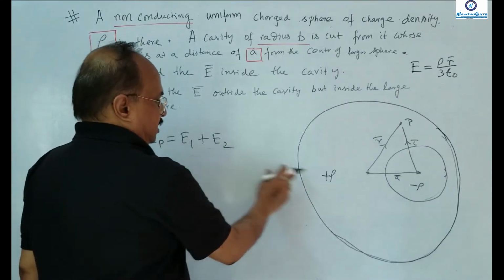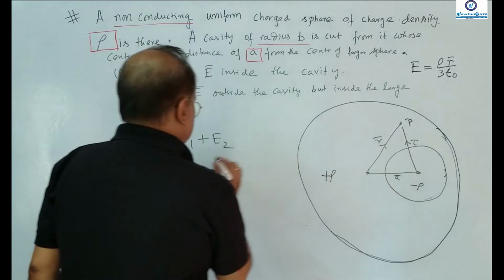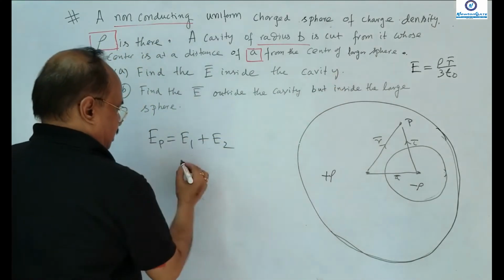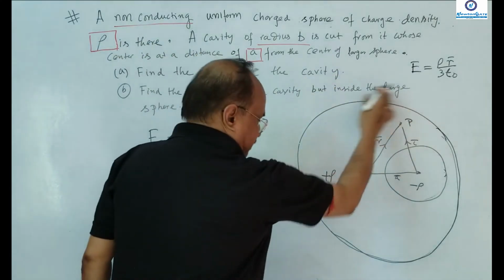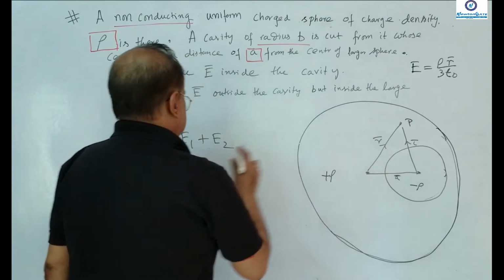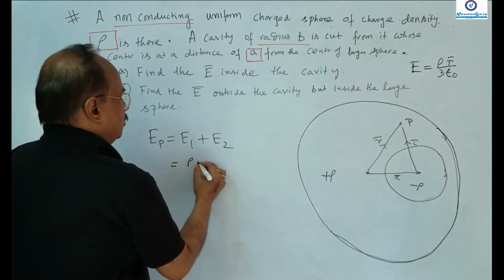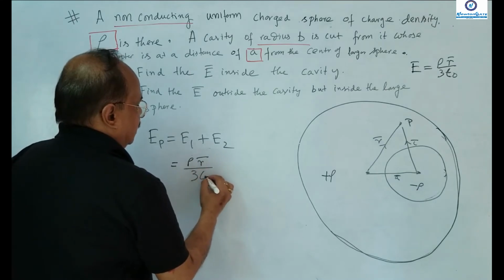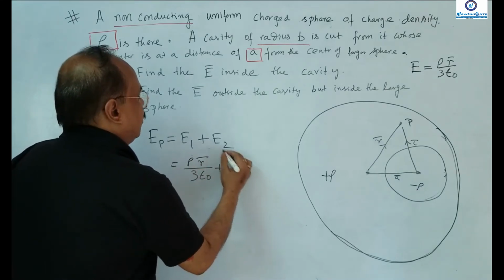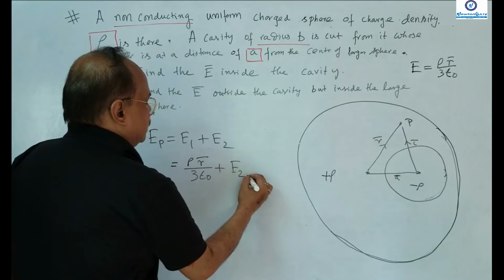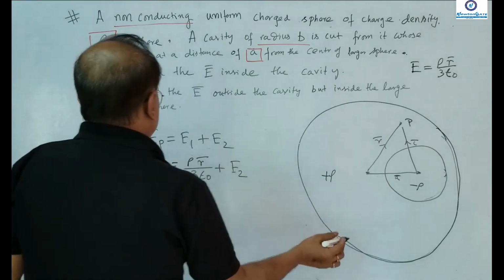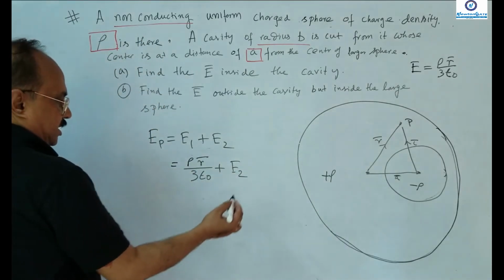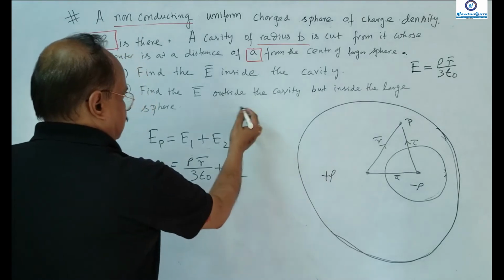What is the electric field due to this at this point? That we already know, because this point is inside this uniformly charged density, so it will be rho R divided by 3 epsilon naught. But for this E2 I have to calculate separately, because you should know how to do this E2. Let us do it here.